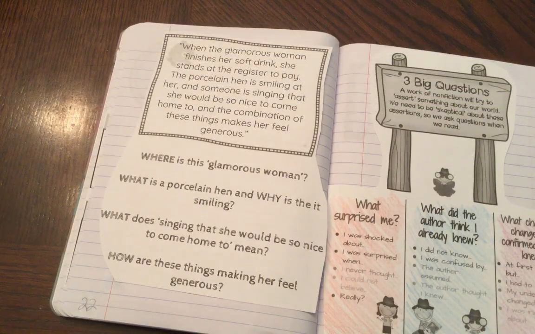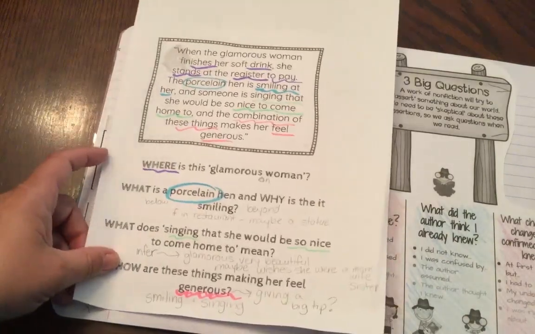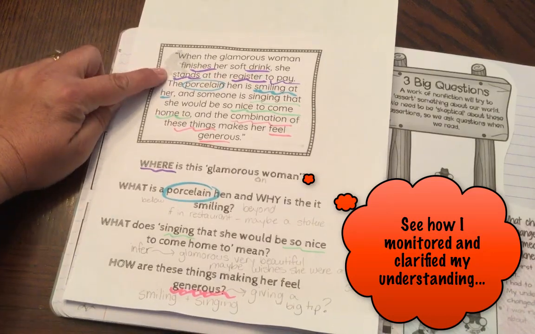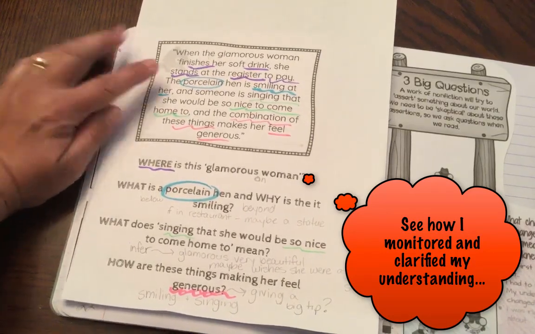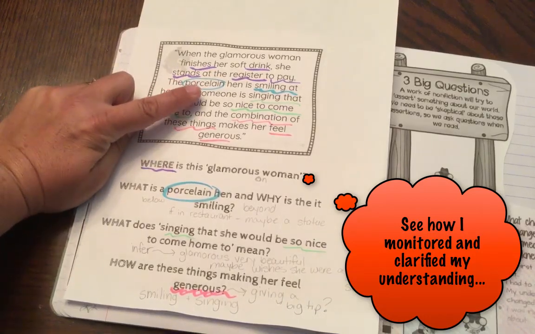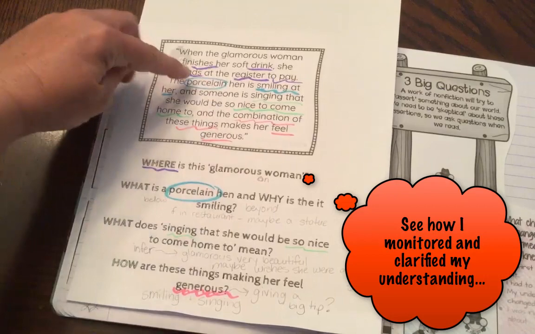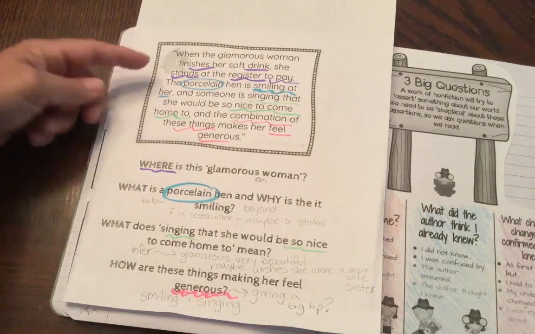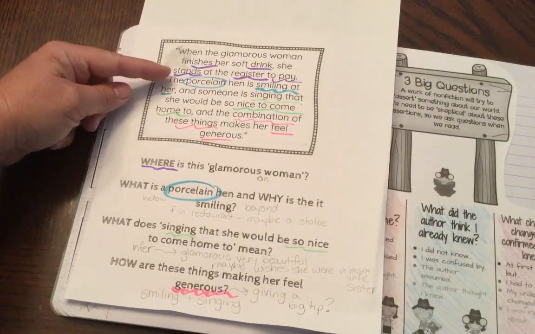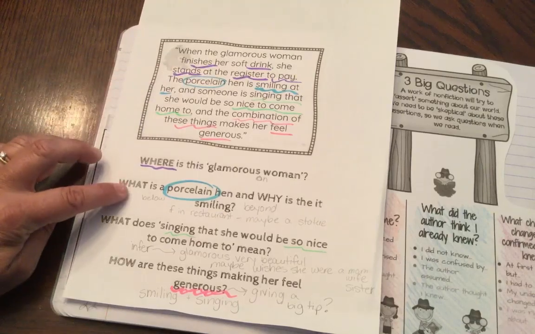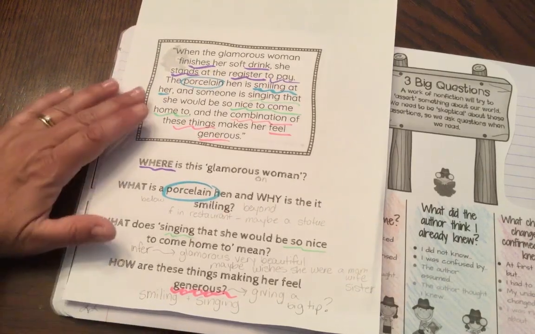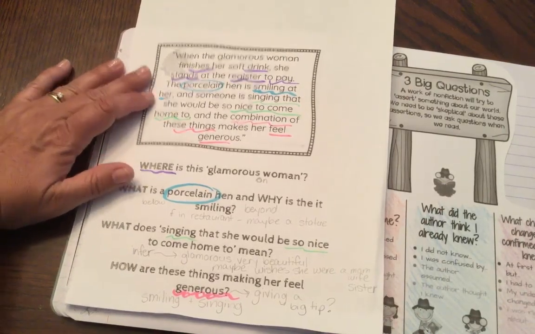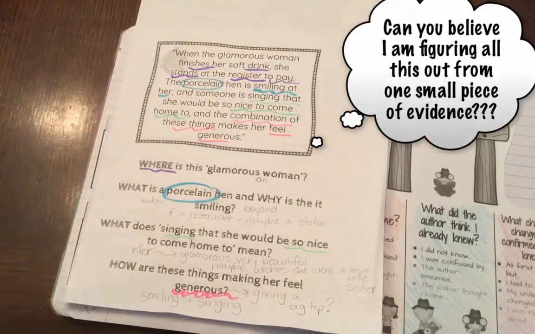And so I thought a lot about it. Going back into the text, where is she? Well, it talks about her finishing her soft drink and standing at a register to pay. So I'm inferring that maybe she's at a restaurant. I'm looking at the porcelain hen and I'm seeing that porcelain is describing the type of hen. So it's an adjective. And it says the hen is smiling at her. Now, if I go back and I infer that this is happening in a restaurant, I'm thinking that maybe this is some kind of a statue. Why is it smiling? Well, maybe it was painted or built to look that way. Either way, it seems kind of odd, but I get the idea or a mental picture.